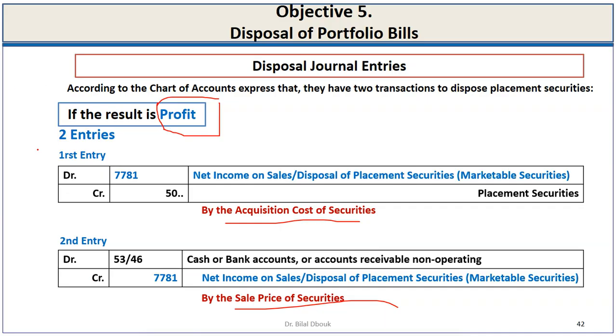As you can see, we are moving the same account one time as a debit and the second time as a credit, which is 7781, a net income or revenue account because the result is a profit.